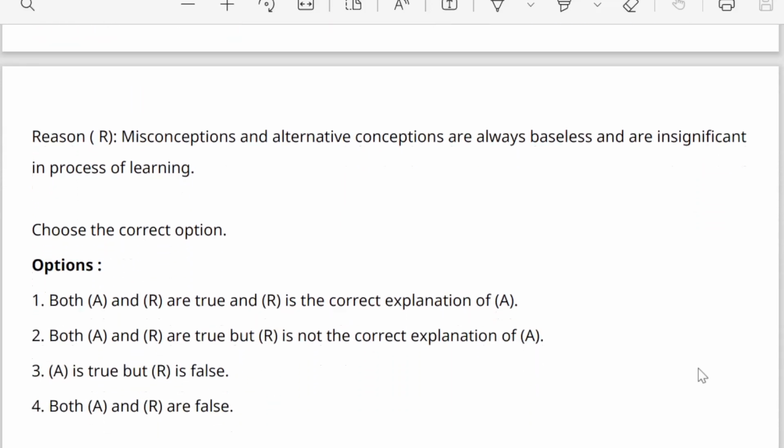Both are true, but R is the correct explanation of A. Both are true, but R is not the correct explanation of A. A is true, but R is false. Both A and R are false.